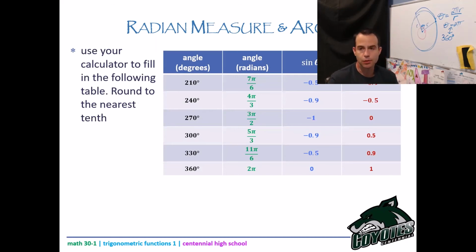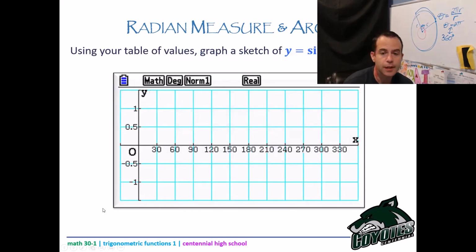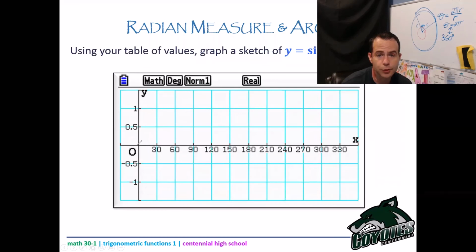Okay, so let's start with the sine graph. So this is y equals sine of theta. So I'm going to do this in degrees. And essentially, we're just going to take the table and plot those points. So we knew that the sine of 0 was 0. We knew that the sine of 30 was 0.5. We knew that the sine of 60 was about 0.9. We knew that the sine of 90 was 1. We knew the sine of 120 was about 0.9. We knew the sine of 150 was 0.5. We knew the sine of 180 was 0.